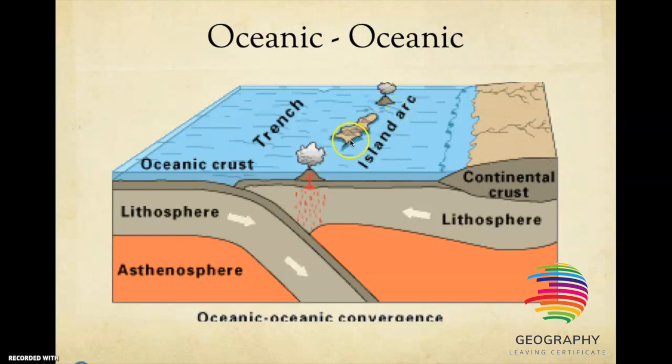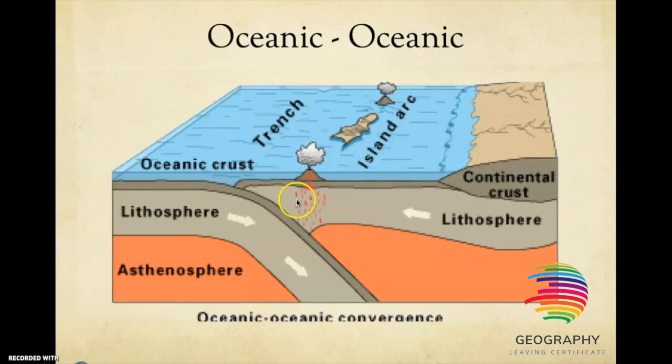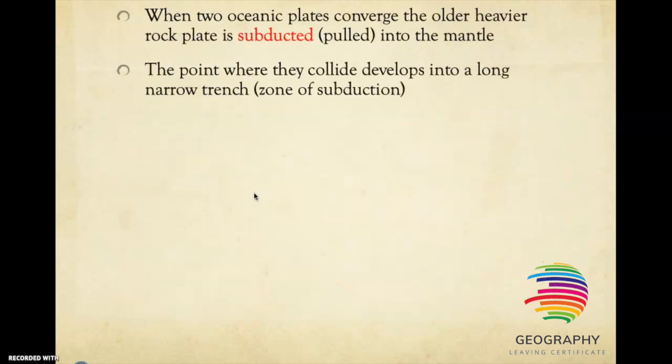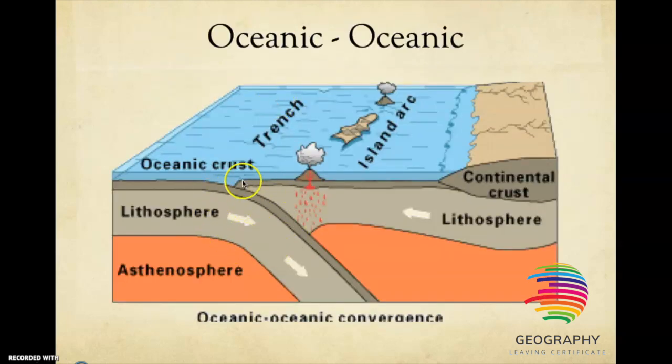So our example is, and you'll need to have that diagram in your copy, when, as I said, two plates collide, converge, the older one is subducted into the mantle. The point at which they collide, that's known as the zone of subduction. So here is known as the zone of subduction.